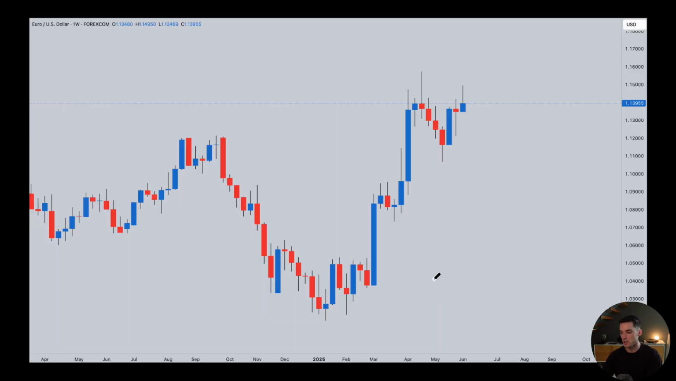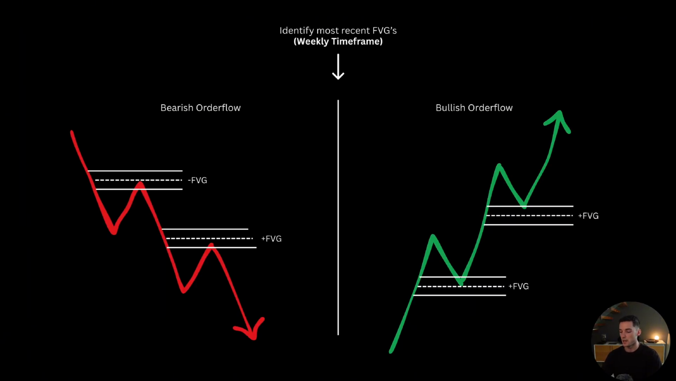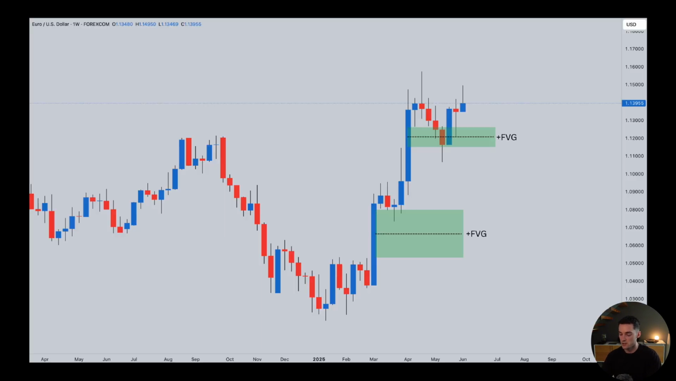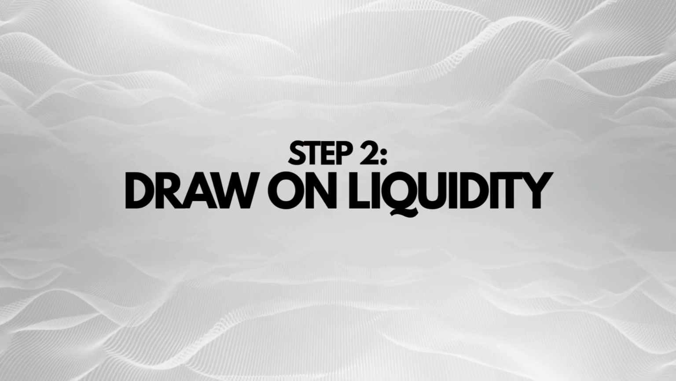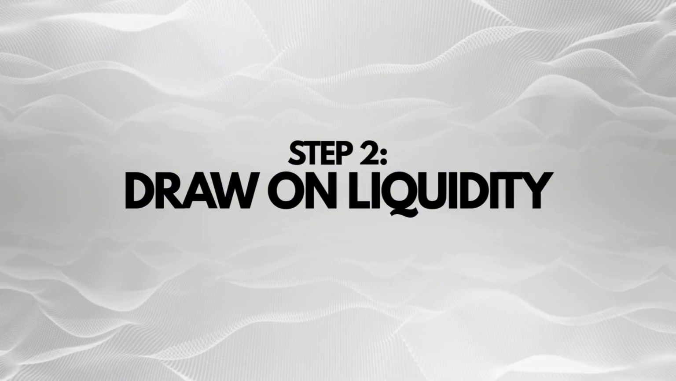You should be able to see this fairly easily. So if we look at the current chart example I've got here, if we zoom out, it's pretty obvious to see that price is heading to the upside. Then you want to go on and locate the most recent or relevant fair value gaps. If price is respecting bullish fair value gaps, then order flow is bullish. If it's respecting bearish fair value gaps, then it's bearish. So again, on this example here, it is very obvious to see that we are respecting bullish fair value gaps, so we are bullish.